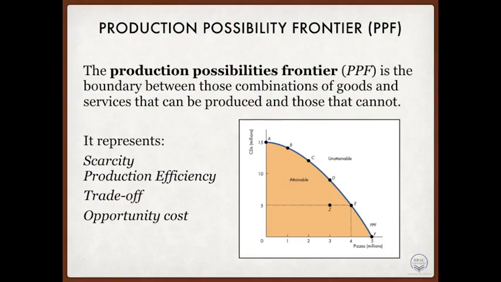on top of the blue PPF line, production is efficient. Inside the blue line, it is inefficient. And outside the blue line, it is unattainable. Hope that's clear now.